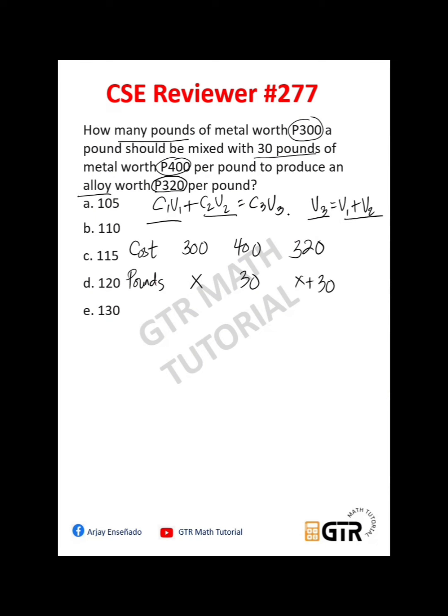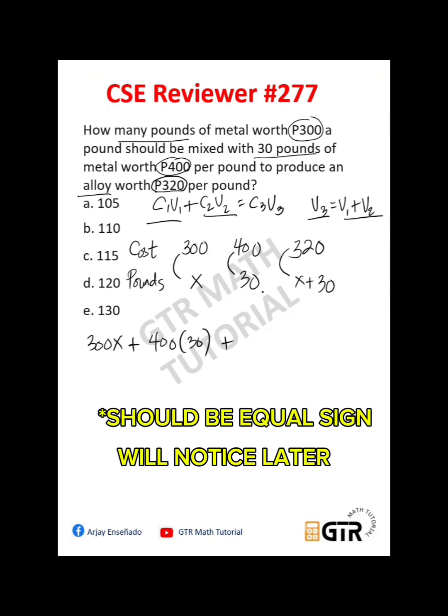Okay? So next, we form the equation. So let's just multiply this 300 times x. So that is the C1V1. So we have 300x plus, this will be the C2V2, so we have 400 times 30. Plus, this is the C3V3. Multiply that, so we have 320 times x plus 30.